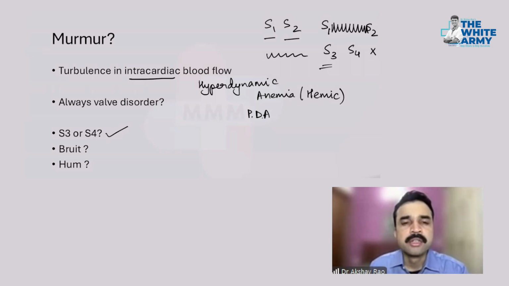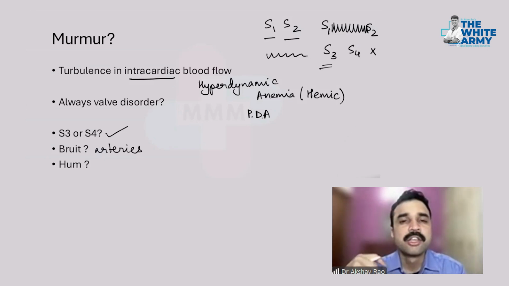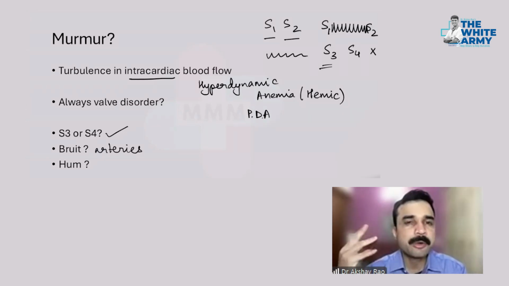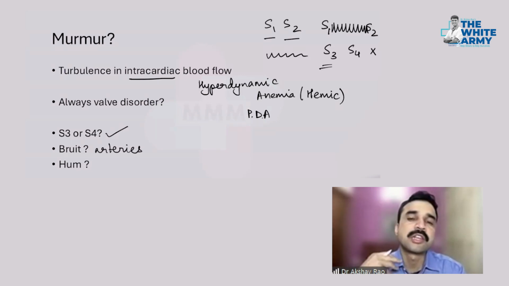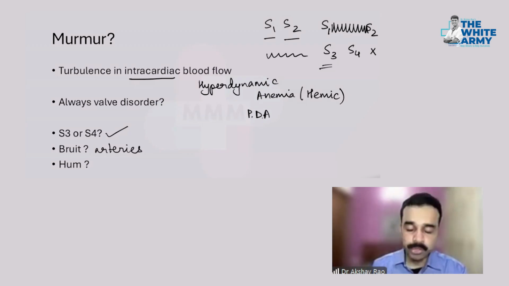What is a bruit? A bruit is the same turbulent blood flow which is heard within arteries. Normally, even if you press over your arteries, you may just about be able to make out the heart sound. For example, if you auscultate your own carotid artery, you may be able to make out the heart sounds, but not a murmur. If you're hearing a murmur within an artery, not arising due to an intracardiac problem, then it is called a bruit.